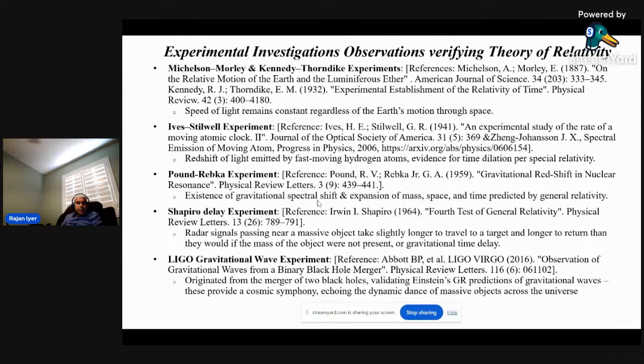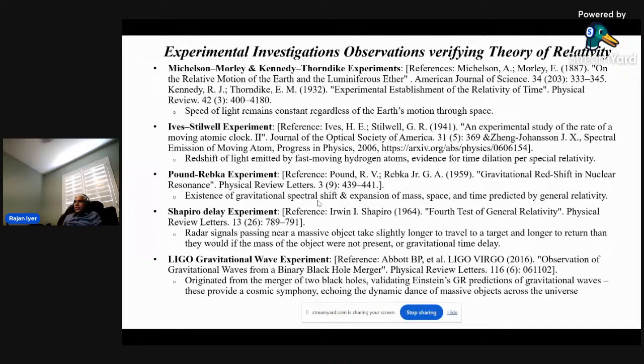But fast-moving hydrogen atoms that we can track showed evidence of time dilation. That was consistent with the special relativity, and it indirectly gives a certain evidence, or first level proof, of the special relativity to some degree. So it's the way we see things. Then the Pound-Rebka experiment, again the reference is given, about a gravitational redshift, proved the existence of gravitational spectral shift and the expansion of mass, space, and time that was predicted by general relativity. So for special relativity and general relativity, there are experiments that at least partially confirm their correctness. But there are a lot of questions still.